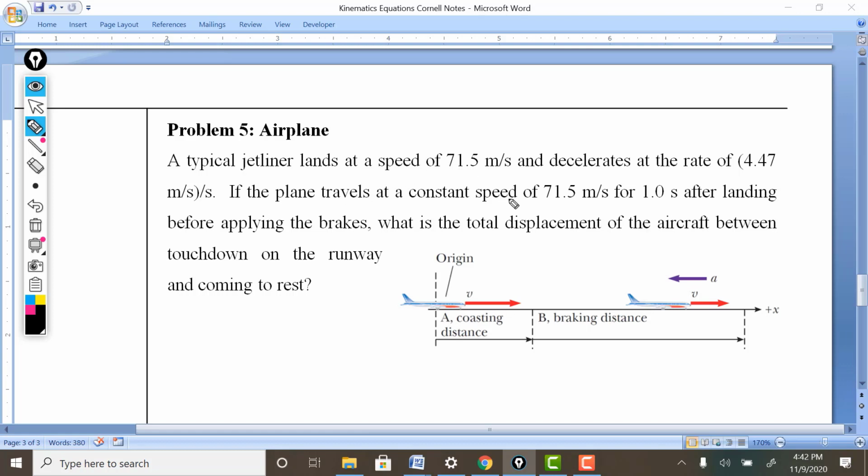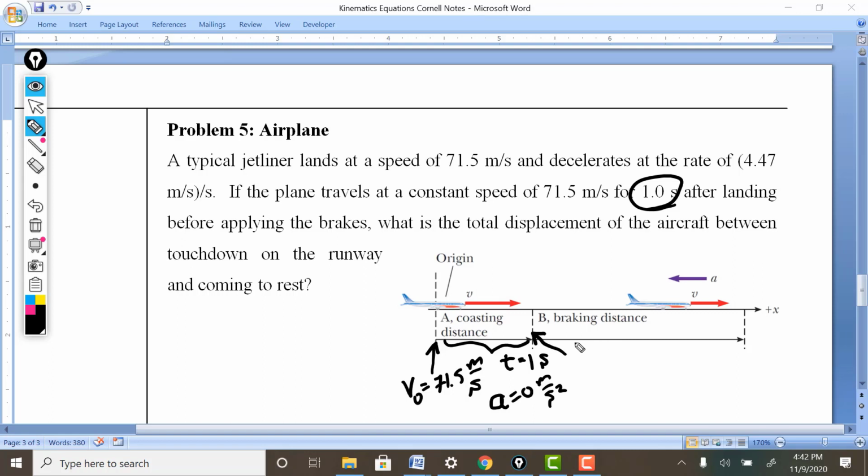Now, so here we have it. The plane travels at a constant speed for 1 second. Let's start labeling some things. When it actually makes contact with the floor at this point right here, the V naught is going to be 71.5. But it's going to coast for a whole 1 second. Meaning if it's coasting, right, cruise control, the acceleration is 0. So spoiler alert, you also know what the final velocity is at this point. It hasn't sped up or slowed down. It just goes ahead and does that.